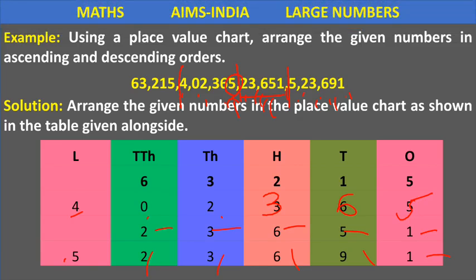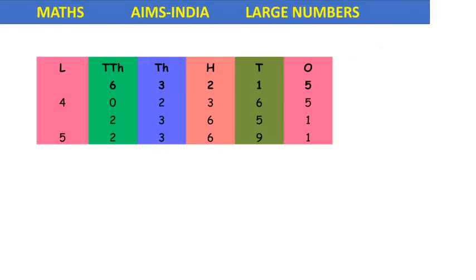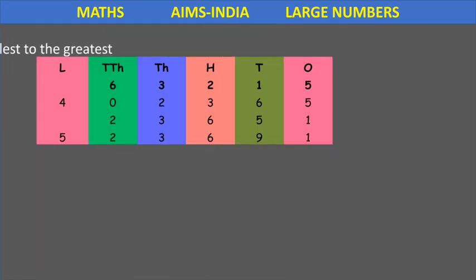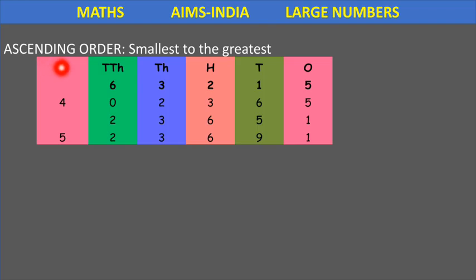Okay? What did we do? We arranged all the numbers in a place value chart here. Now what we should do is, first they have asked us to write the ascending order. What did I say about ascending order? We have S here. So in ascending order we write from smallest to the greatest.